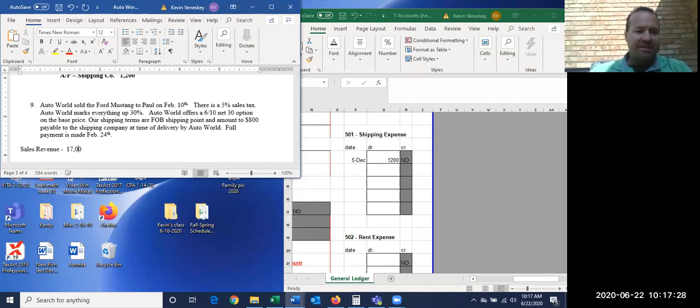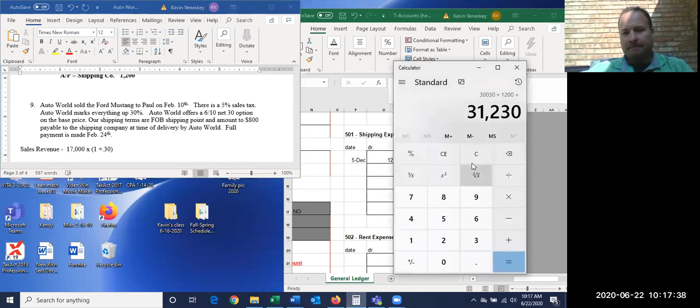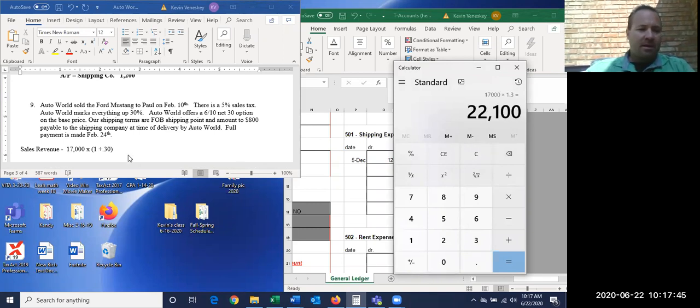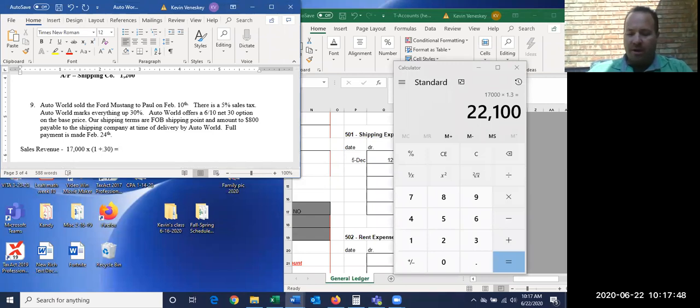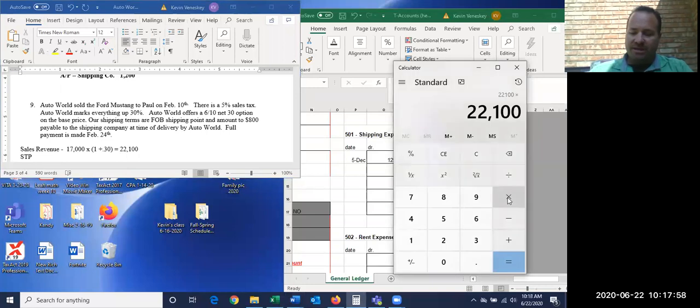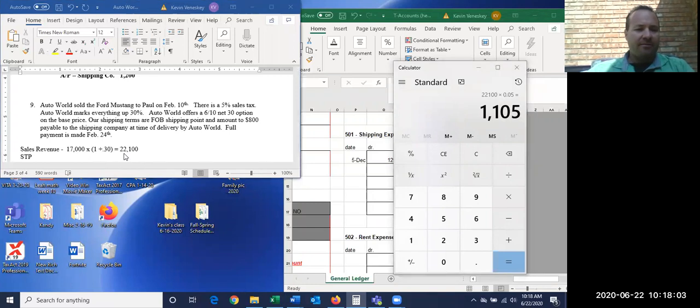So sales revenue is $17,000 times 1 plus the markup. So we've got 17,000 times 1.3. I'm selling the car. It has a sticker price of $22,100. That means I'm going to collect sales tax at 5%. So let's multiply that by 5%. That's $1,105.